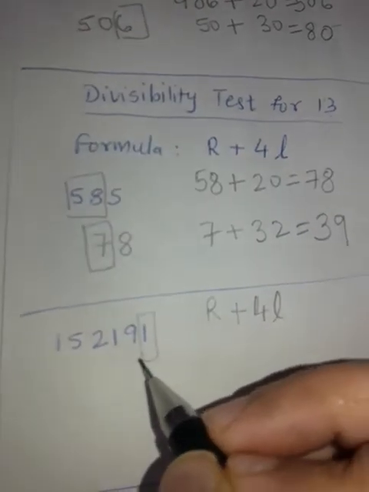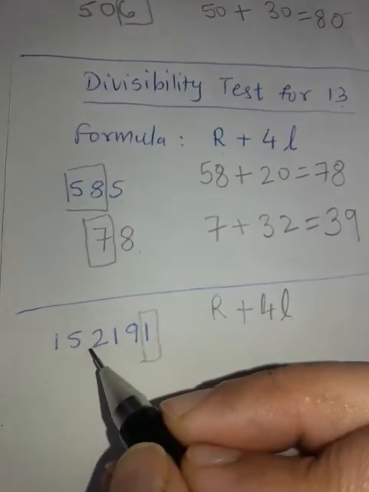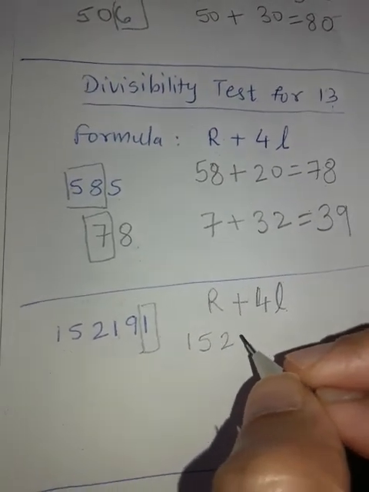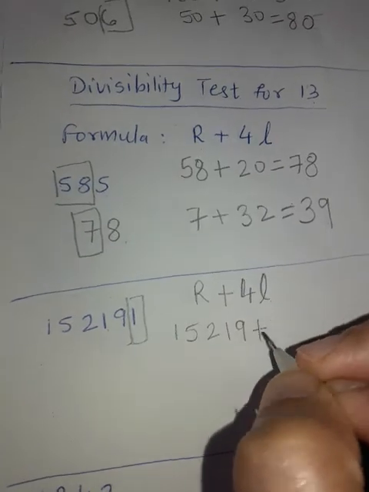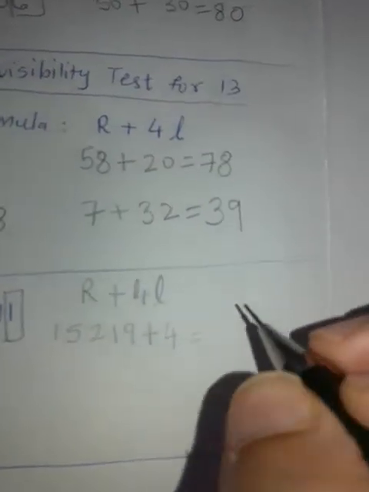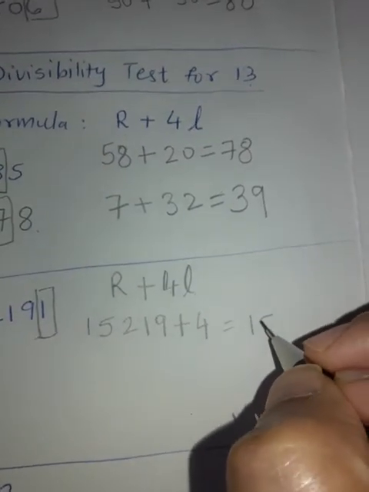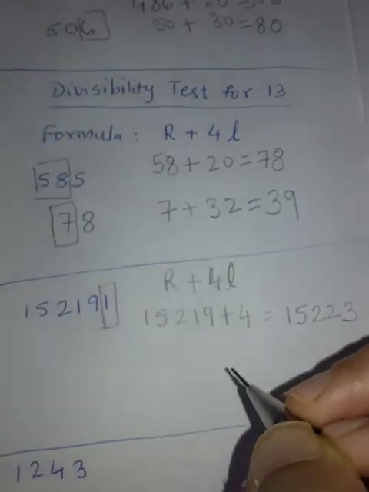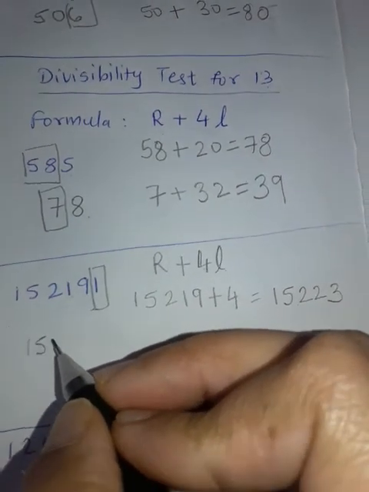Last digit is 1 and the remaining number is 15219. 15219 plus 4L. 4 1s are 4. So what is the total? 15223. I'm going to copy it here.